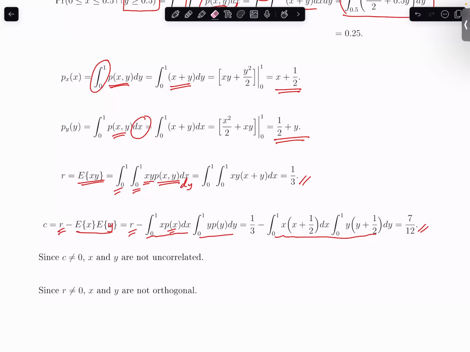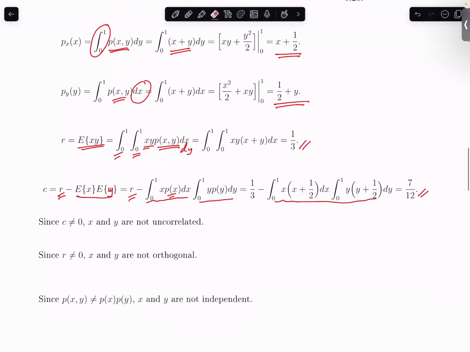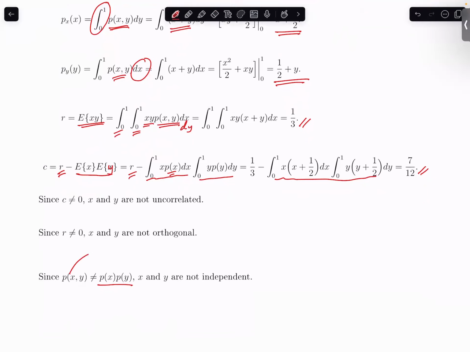And then finally, to see if x and y are independent, we have to see if the joint PDF between x and y can be factored into the product of the marginal PDFs. And in this case, the joint PDF does not factor into that because the joint PDF we have is x plus y, and the marginal PDFs are x plus half and y plus half. So x plus y does not factor into that. That is why x and y are not independent.